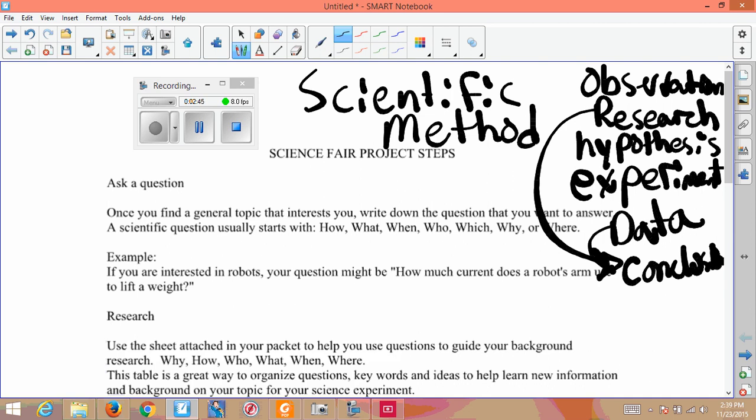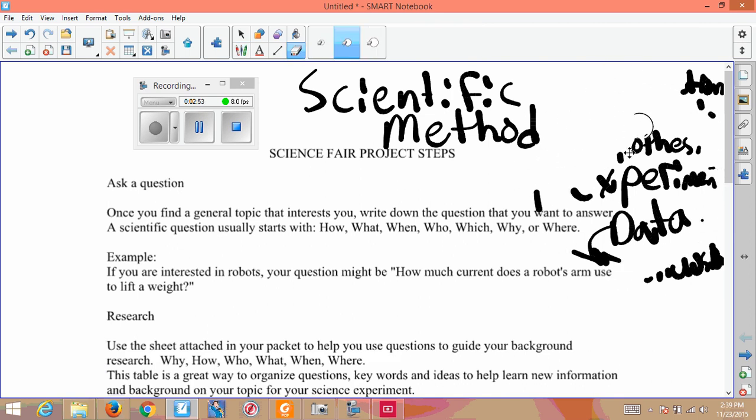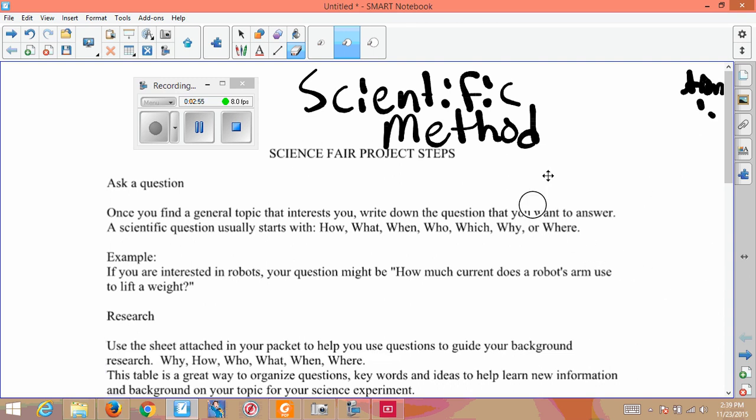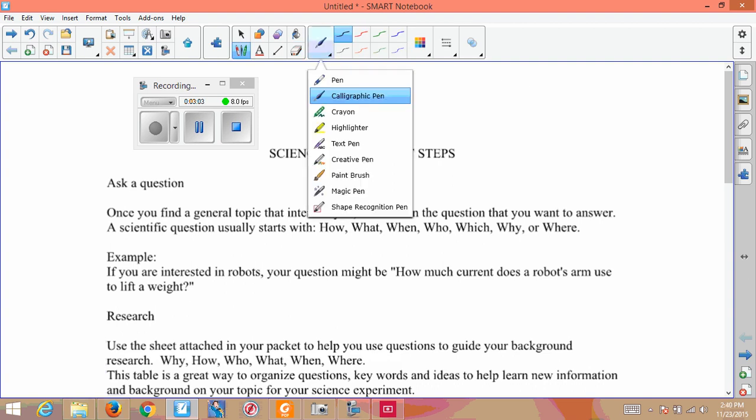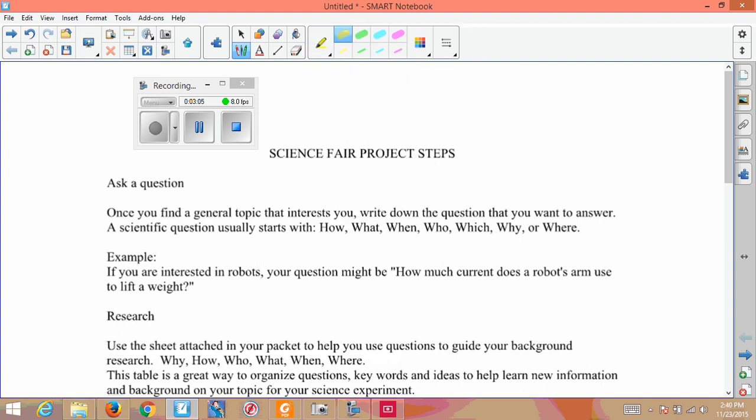So, let's take a look at the science fair steps according to your packet. Alright, switch to a highlighter here. So first of all, you have to ask a question. Once you find a general topic that you are interested in, start looking for something that you can test.